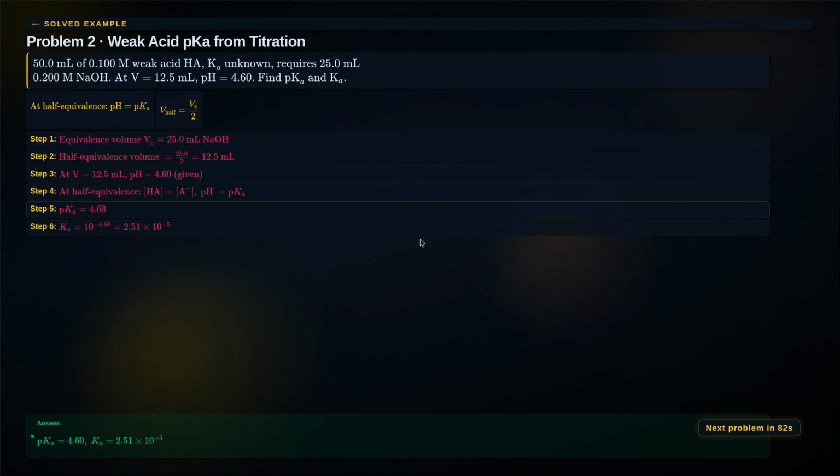Step 4. At the half equivalence point, the concentrations of HA and A- are equal, so pH equals pKa. Step 5. Therefore, pKa equals 4.60. Step 6. Ka equals 10 to the power of negative 4.60, which equals 2.51 times 10 to the negative 5. The final answer is pKa of 4.60 and Ka of 2.51 times 10 to the negative 5.